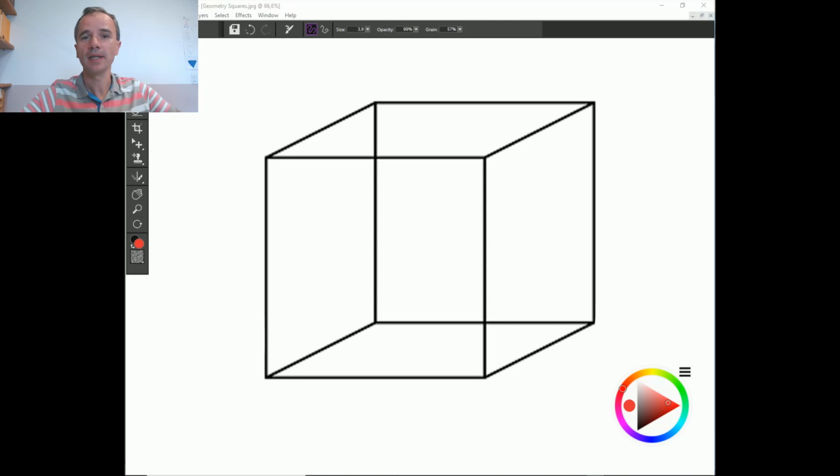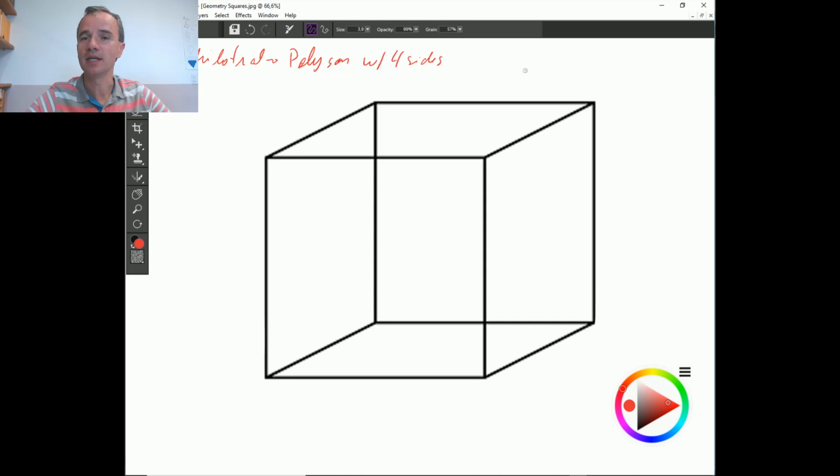Welcome back. And now let's discuss quadrilaterals, okay? Now, let's just see some definitions here. What is a quadrilateral? A quadrilateral is a polygon with 4 sides. What is a polygon?